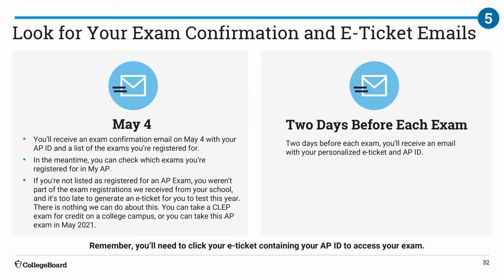So again, look for the exam confirmation 2 days for each test. May 4th, do the demo, practice it. At this point, if you haven't signed up for the AP test, it's too late. That's what they said. So if there was a mistake and you didn't get it, unfortunately, you're out of luck. So there's not much they can do about it this year.